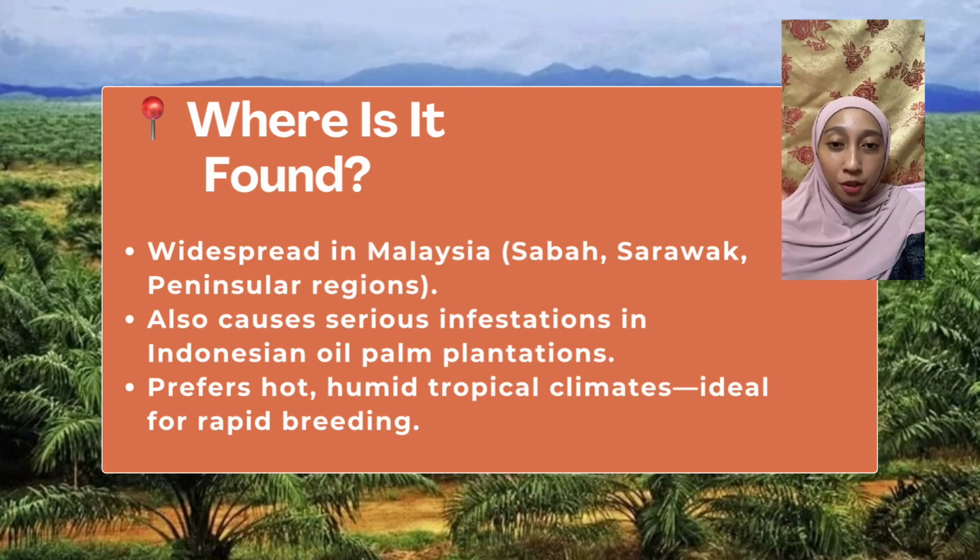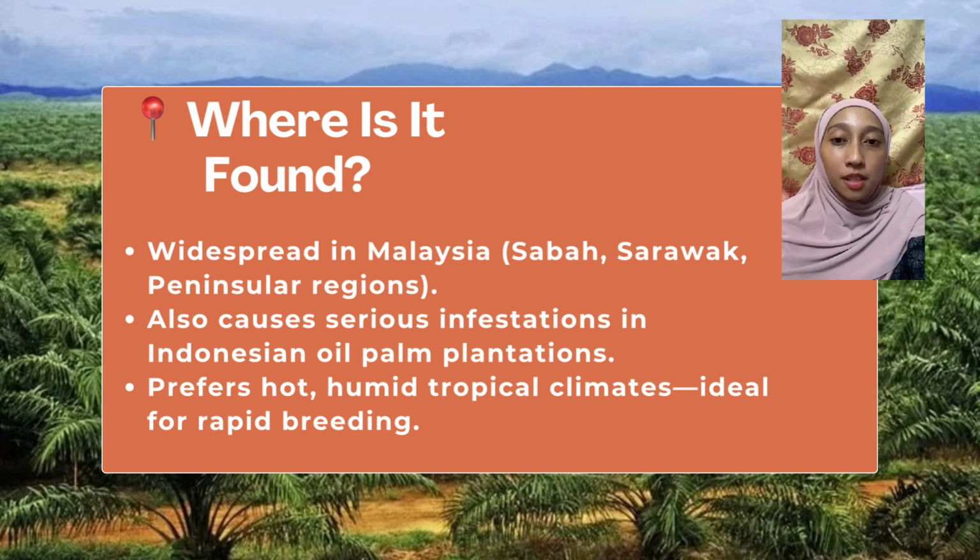Bagworm infestations mostly occur in Malaysian oil palm estates, including Sabah, Sarawak, and areas in Peninsular Malaysia like Johor, Pahang, and Perak. Outside of Malaysia, they are also found in Indonesian plantations. Tropical regions are very suitable for their reproduction because of the hot and humid climate all year round.